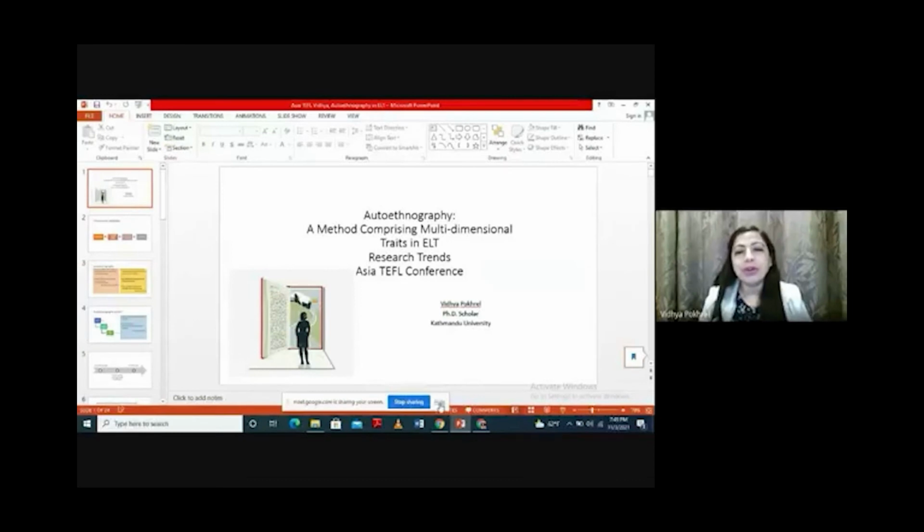I'm going to start now, and I'm going to present my paper here on the topic, autoethnography, a method comprising multidimensional traits in ELT research trends. I'm a PhD scholar at Kathmandu University in Nepal.